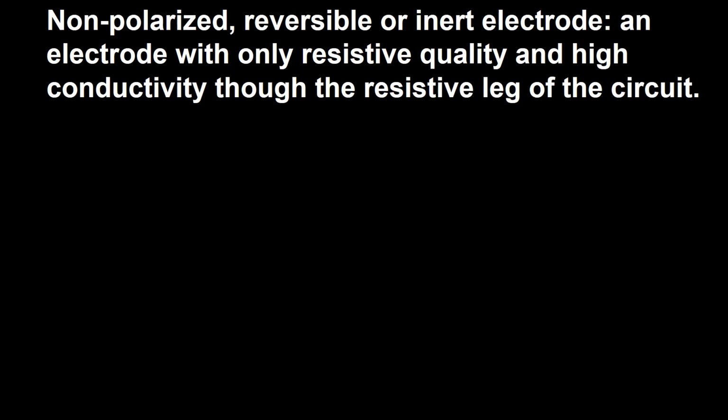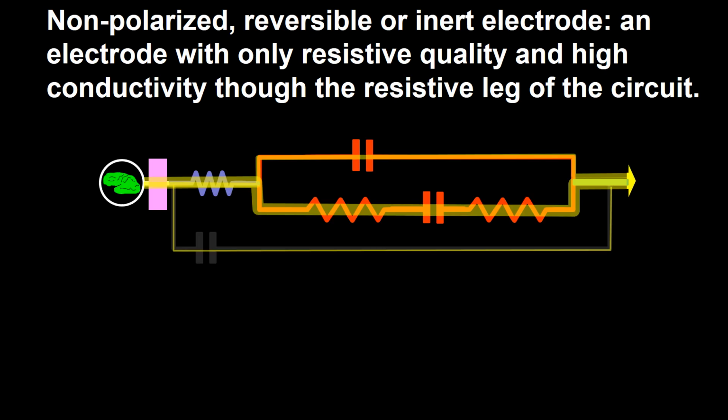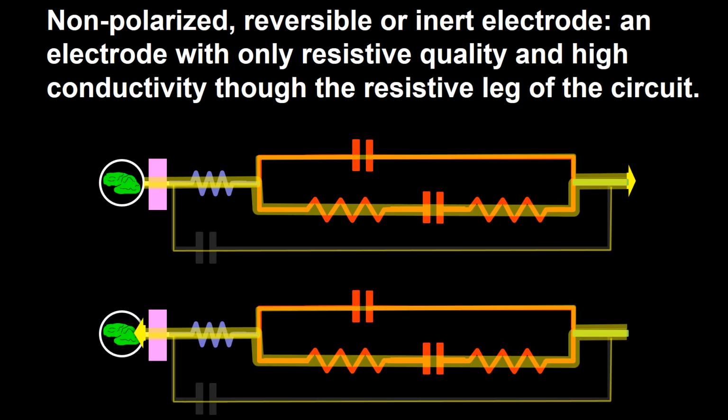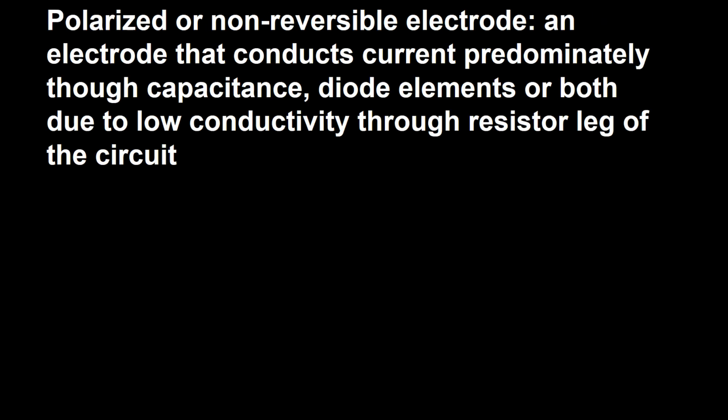So, to summarize this concept, the terms non-polarizable electrode, reversible electrode, or inert electrode are used to describe good EEG electrodes. Good electrodes are good because most of the current travels easily via the resistive leg of the electrolyte-electrode interface. The word easy is there to emphasize that the conduction through this leg of the circuit is very high and does so in both directions. Polarized or non-reversible electrodes are terms used to indicate bad electrodes. They are bad electrodes because they either conduct current mostly through the capacitance leg of the circuit or the resistance or Warburg impedance leg becomes a diode.